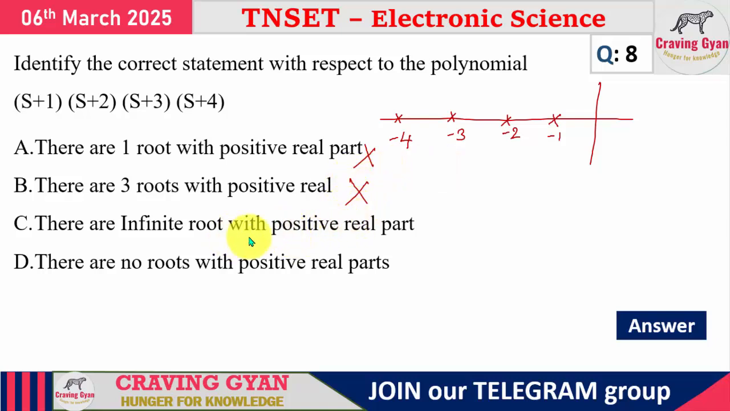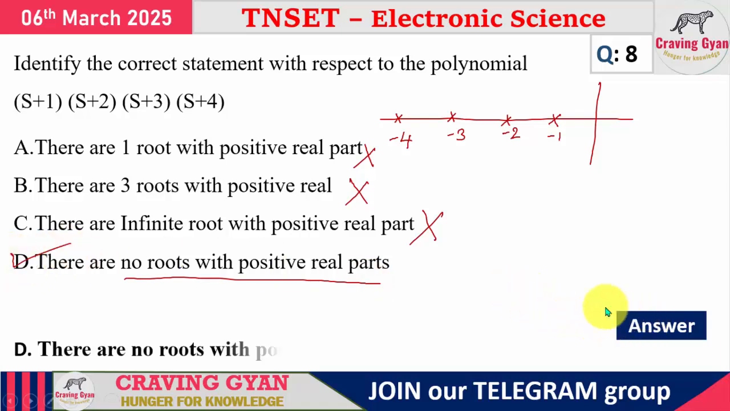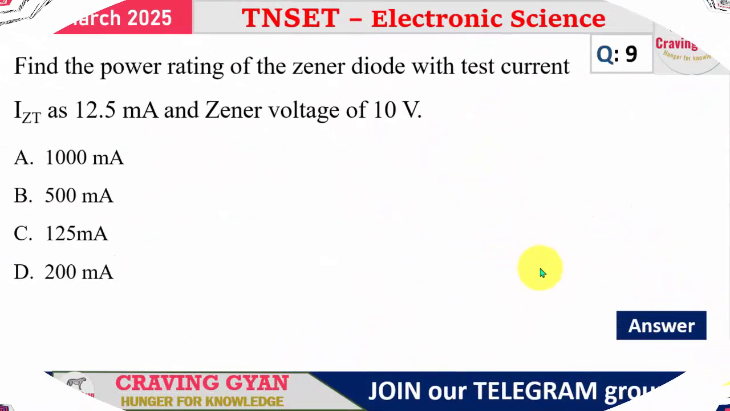And there are infinite roots with positive real part. This is also wrong. There are no roots with positive real parts. Option D is correct. For the 8th question, the corresponding option that is going to follow is option D.